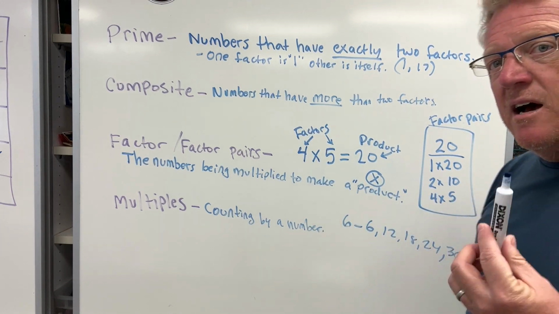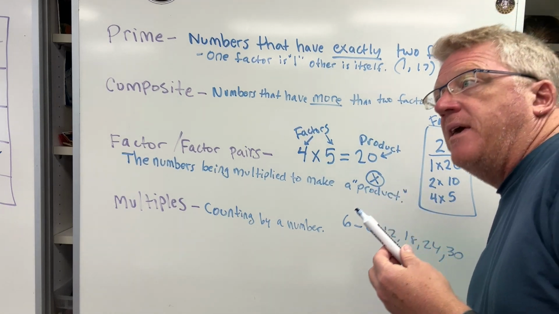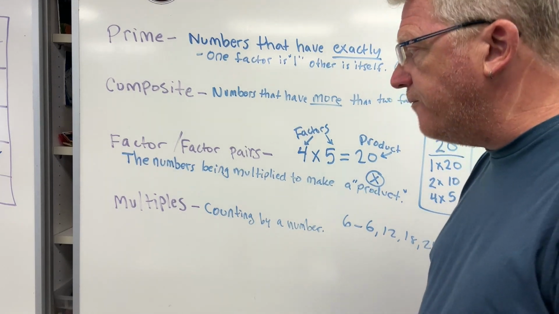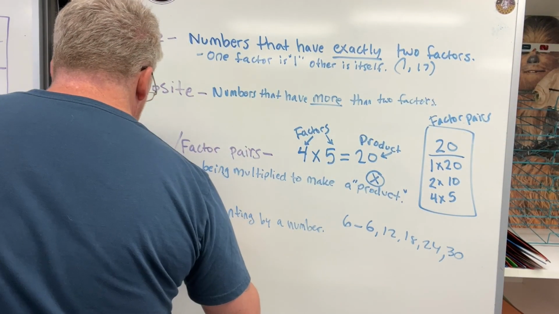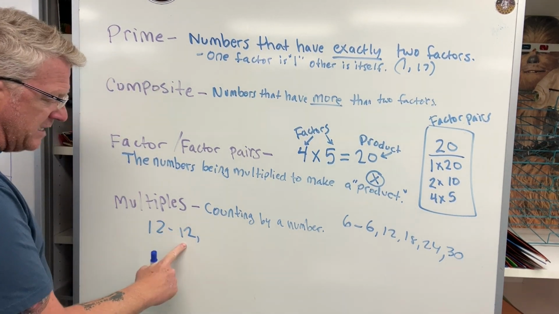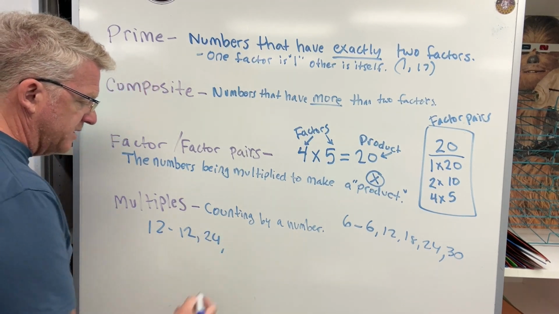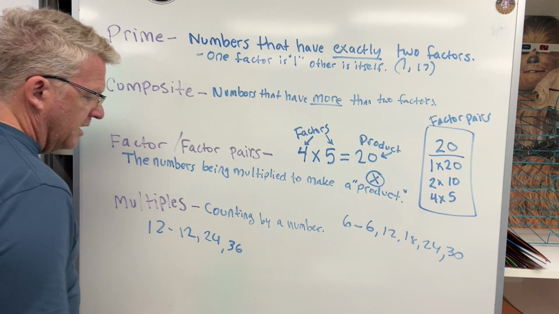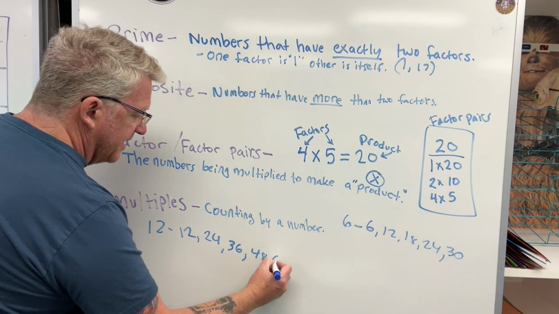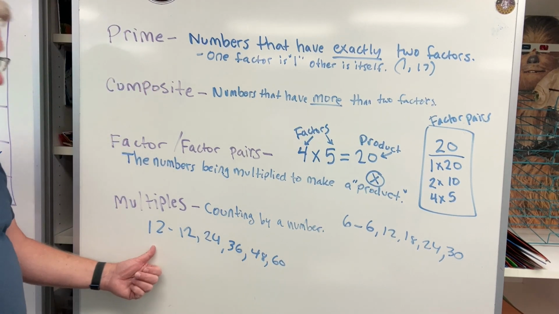So I could see on the quiz me saying, give me the first 5 multiples of 12. Right? What are the first 5 multiples of 12? Well, the first one is going to be 12, right? That's 12 times 1. 12 times 2 is 24. 12 times 3 is 36. 12 times 4 is 48. 12 times 5 is 60. That's the first 1, 2, 3, 4, 5 multiples of 12.